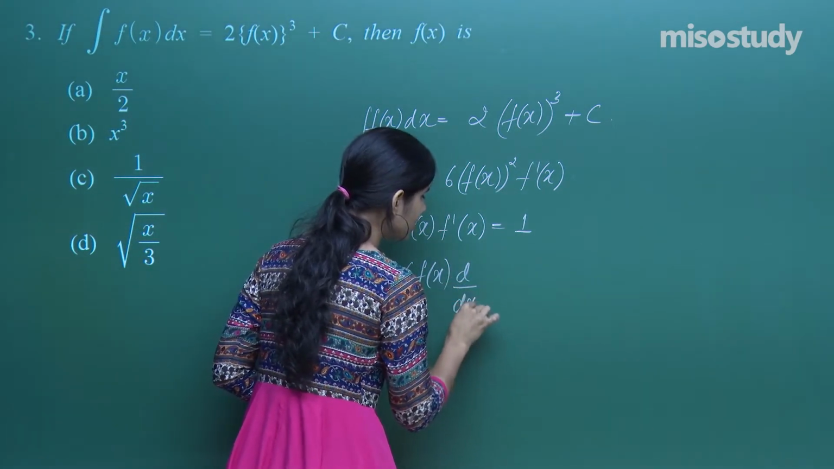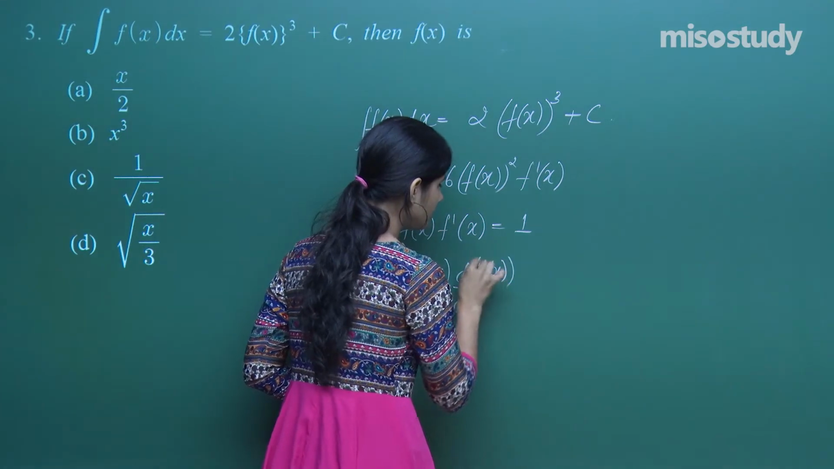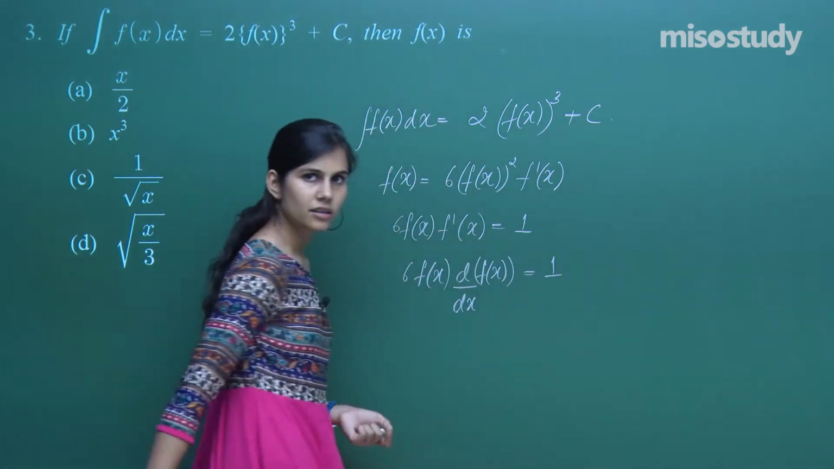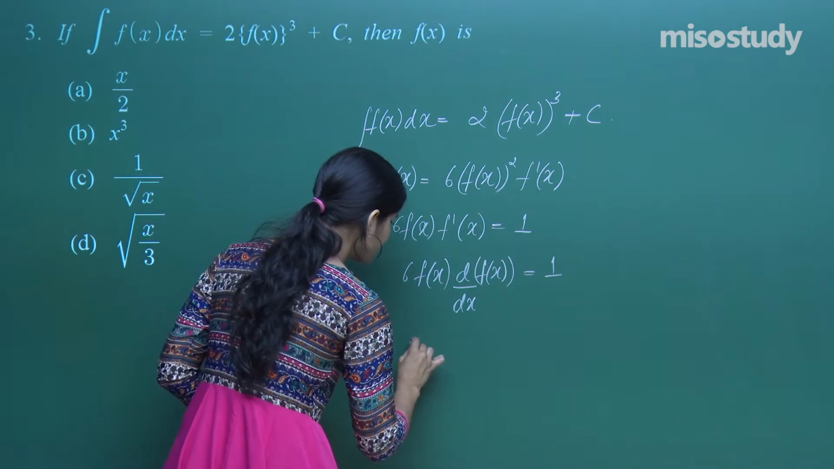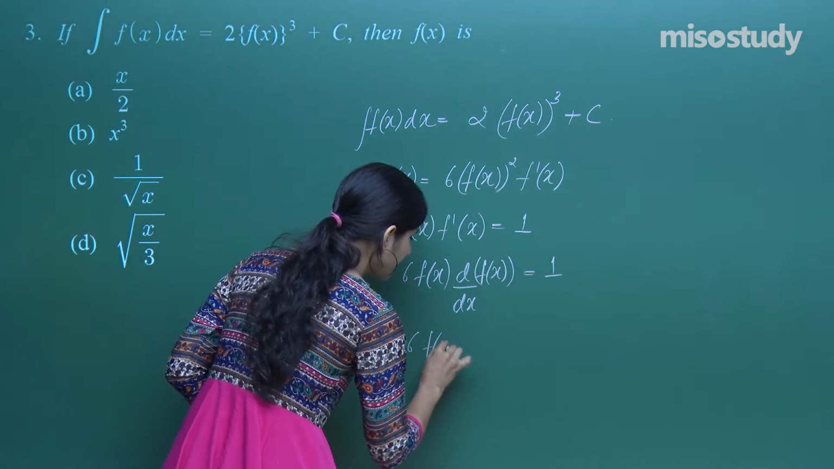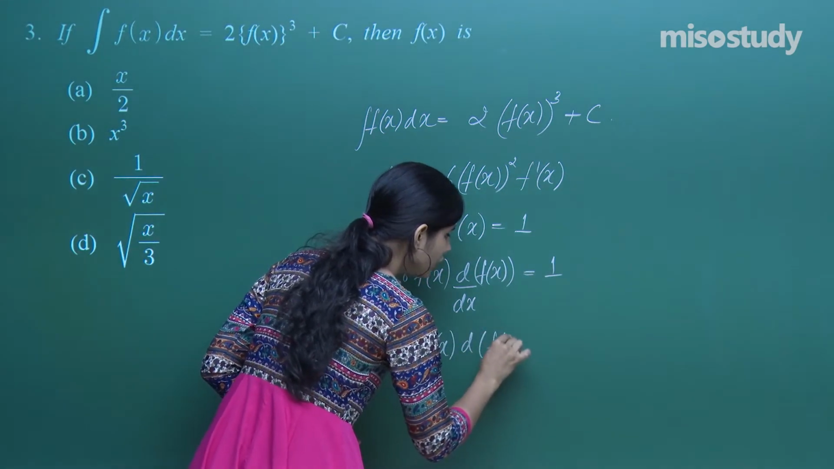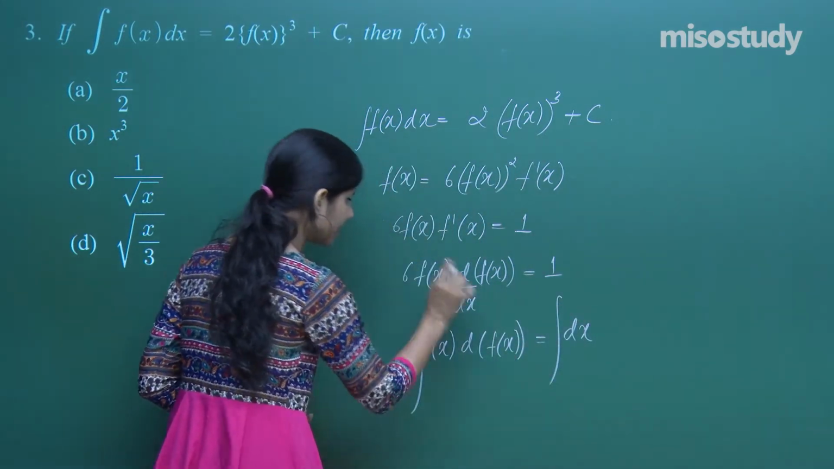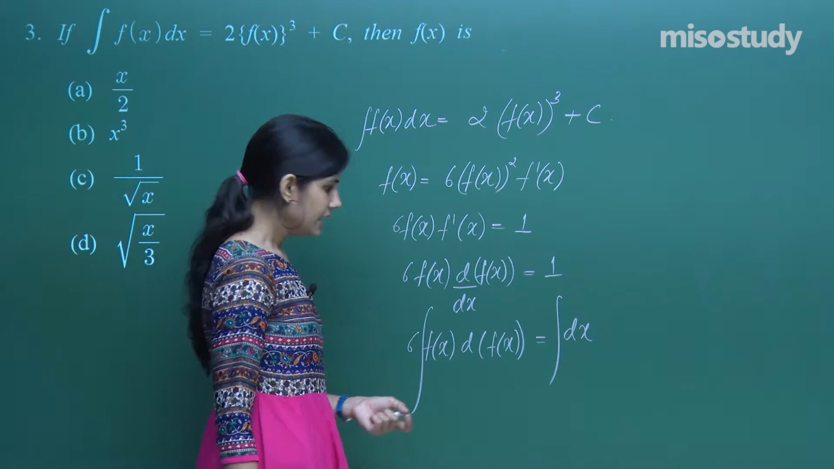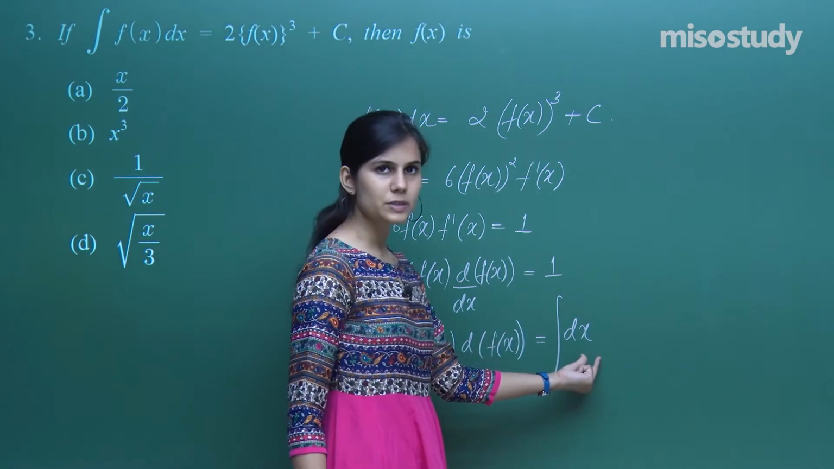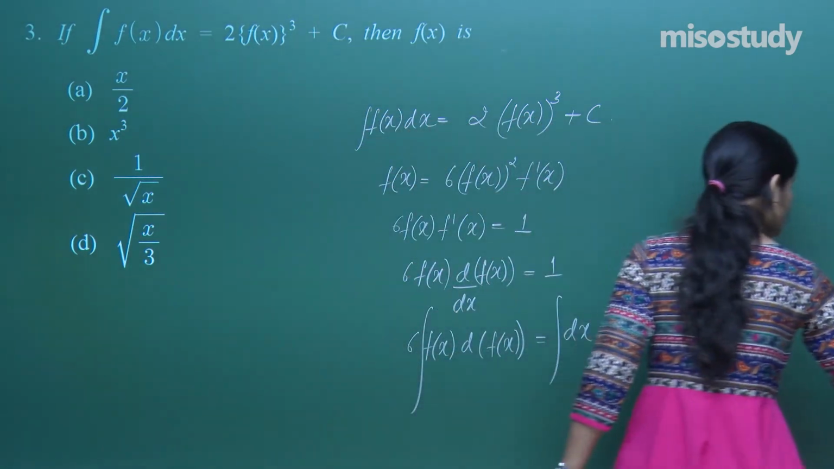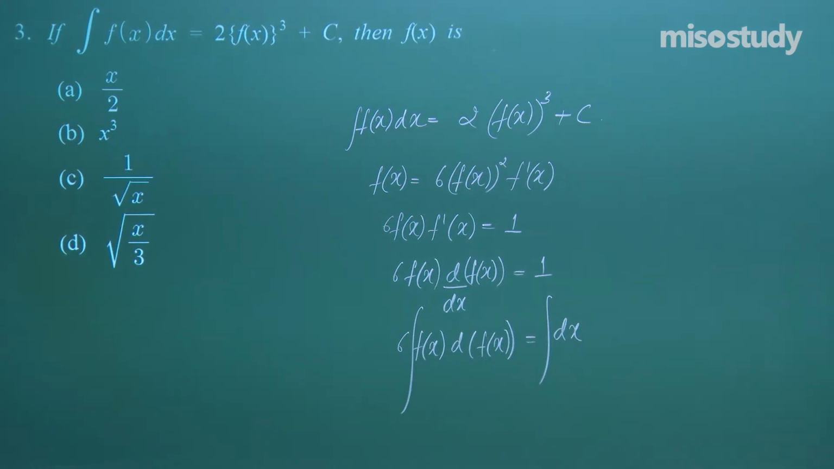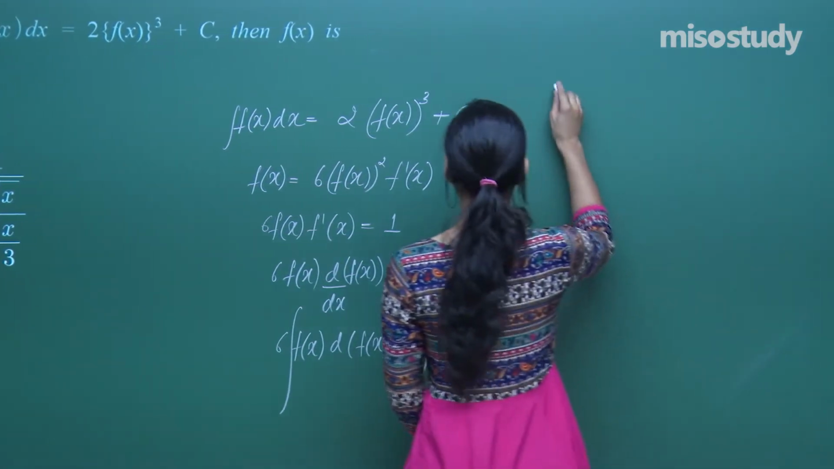This is d/dx of f(x) equals 1, which alternatively can be written as what? 6 f(x) d(f(x)) equals dx, and now you can integrate both sides. Here with respect to f(x) and here with respect to x. When you do this, what is it that you get? You get 6.